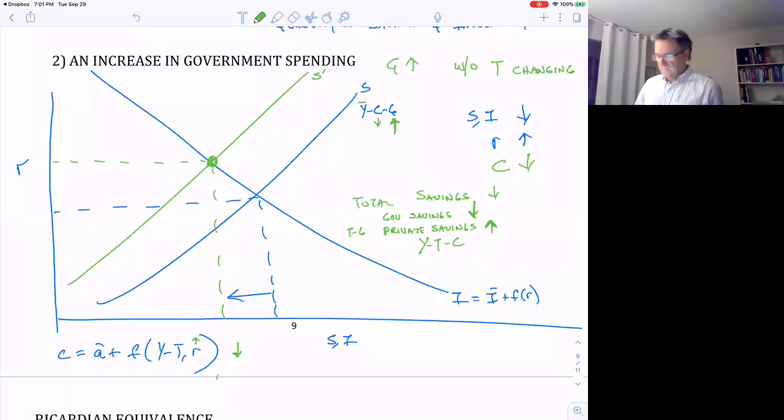So the most difficult part of this problem is realizing that even though total savings is falling, private savings is actually increasing a little bit. That's because of these changes in interest rates. Consumption is falling just a little bit because of the higher interest rate, and it's making savings go up a little bit more just because of the higher interest rate. And notice that the G here is not in the consumption function.